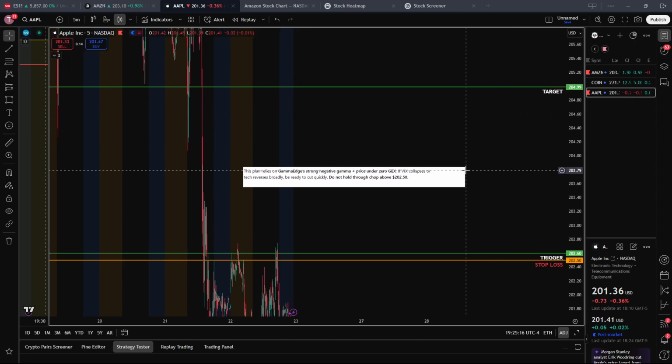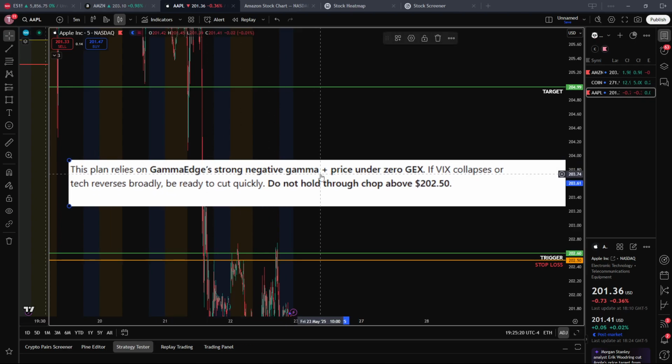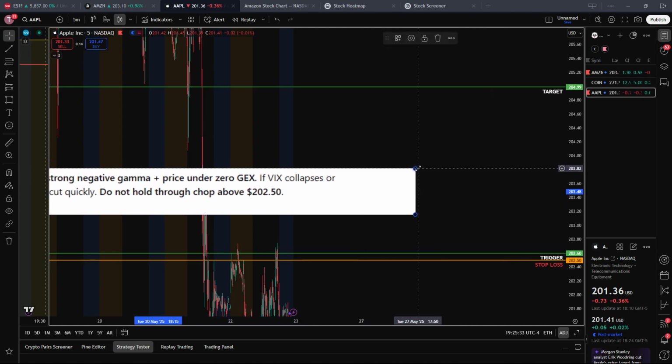And then just wanted to give some key data right here. This plan relies on Gamma Edge's strong negative gamma and price under zero gamma. So if VIX collapses or tech reverses broadly, be ready to cut quickly. Do not hold through the chop of 202.50.